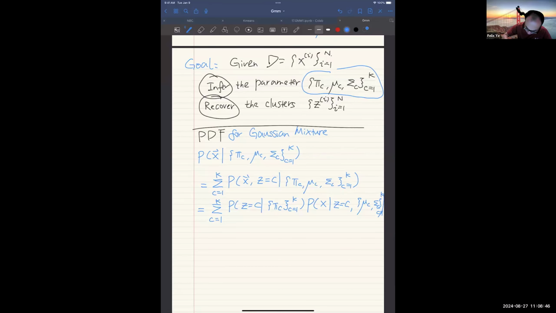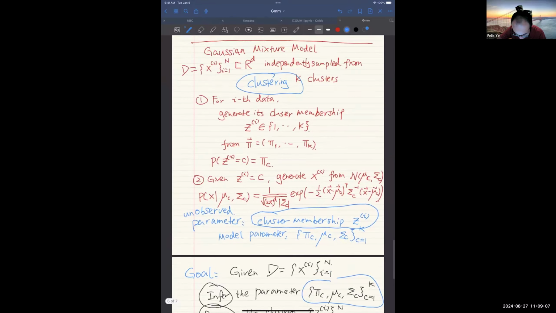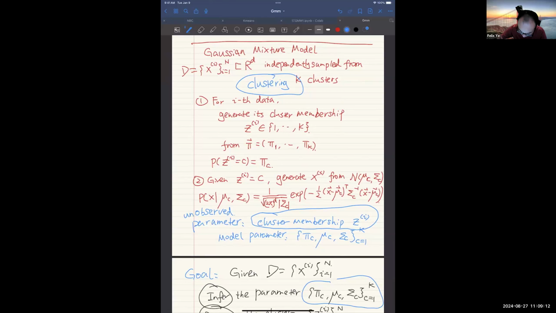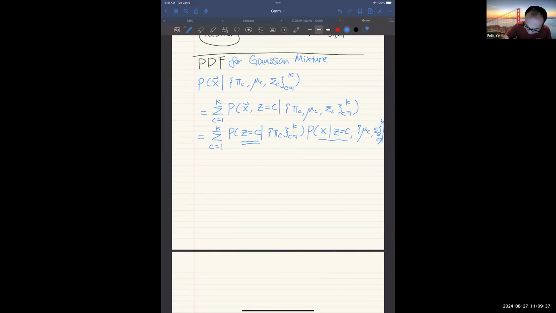Right, because to determine the z equal to c, it only depends on the pi c. To determine the x conditional on z equal to c only depends on the mu c and the sigma c. So basically, these two parameters are completely separated because these are two independent processes. I think I mentioned this right here, step 1 and step 2. So step 1 and step 2 are independent.